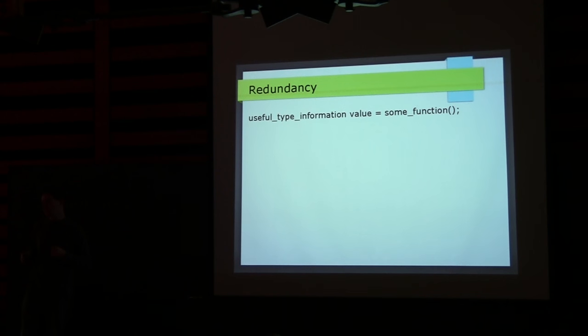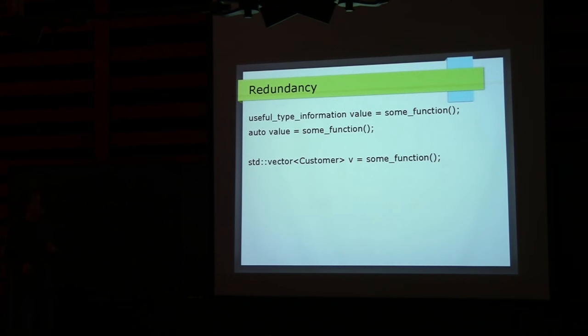So now, whenever people talk about using auto variables, the concern is that we will lose useful type information. We have some function, returns some value, and we want to store it here. And so we have this useful type information right there. We have the documentation of what some function returns. And if we switch to this, we lose that. Or let's say we have some function and it returns a vector of customers. And we get rid of the type, we change it to auto, it's just going to be auto v.